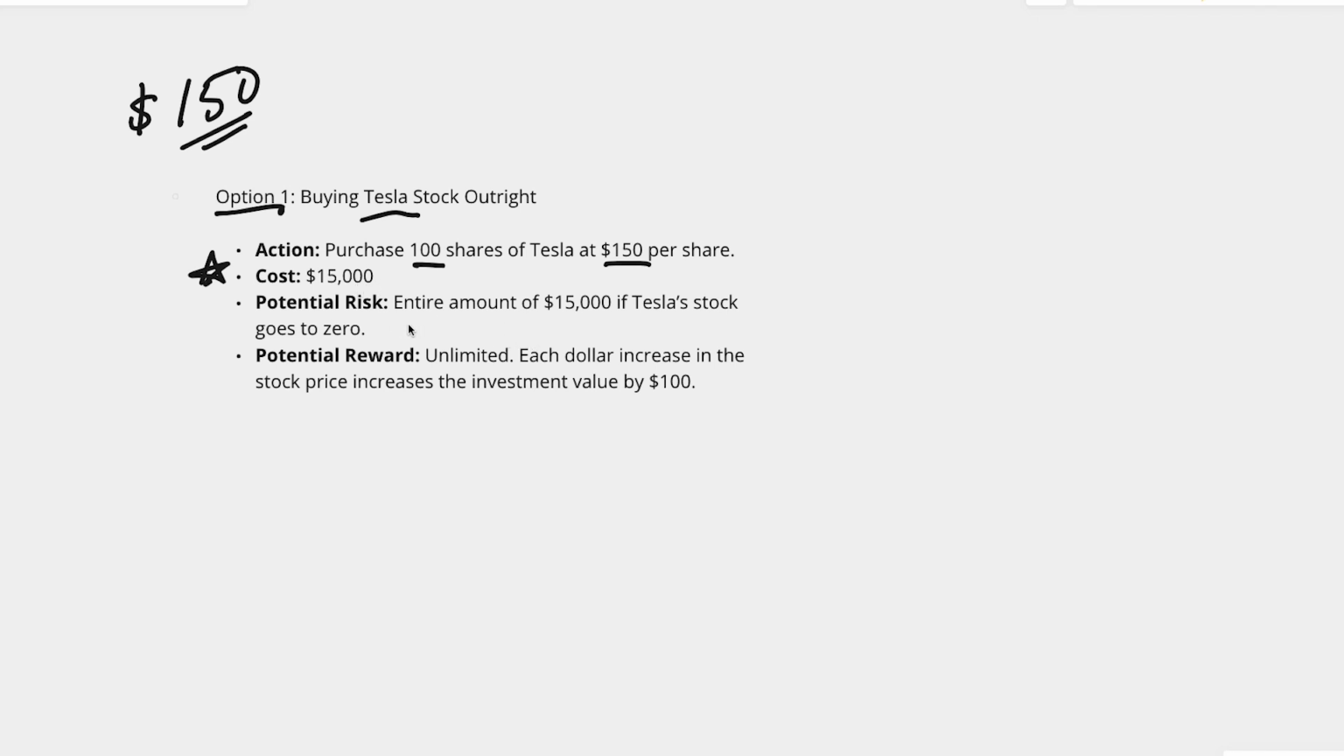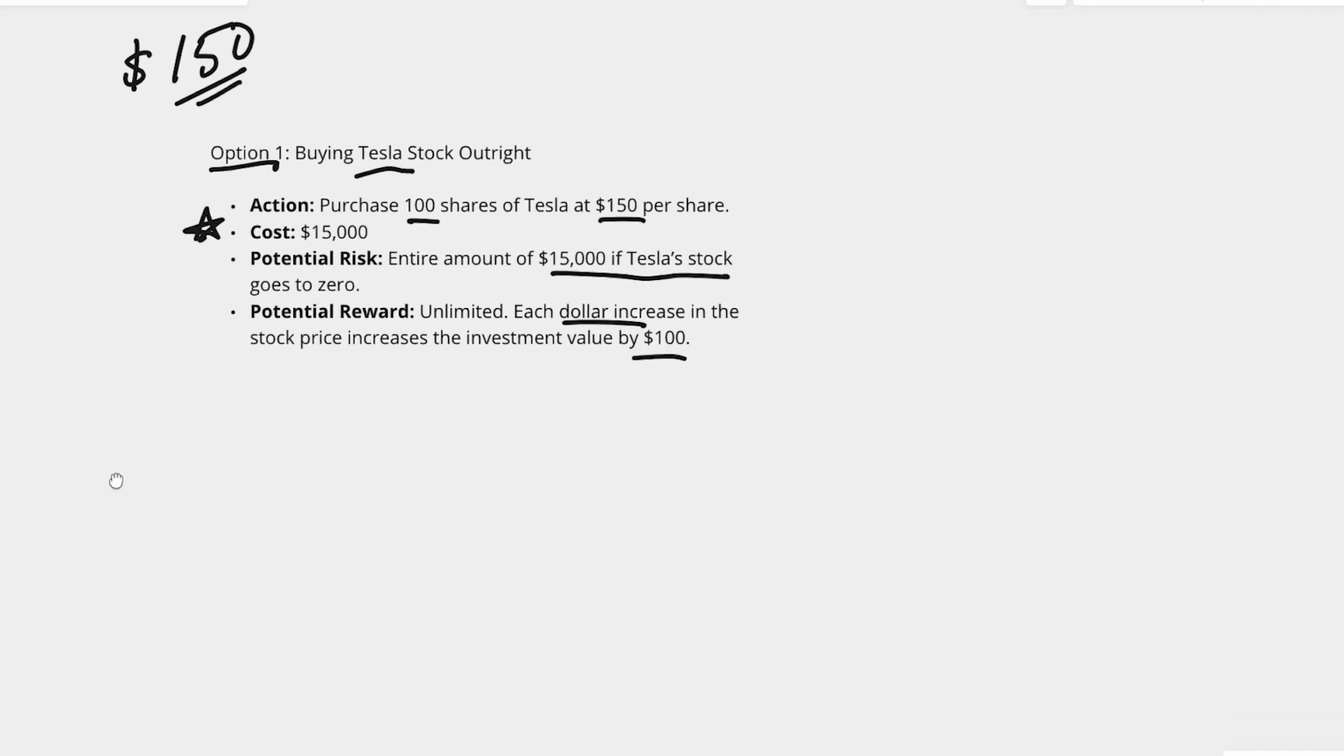So your potential risk theoretically is the full $15,000 if Tesla stock goes to zero. Theoretically that might happen, but in reality it won't. But again, on the flip side, theoretically, you're unlimited in terms of your potential profit. It could go up to infinity, but in reality, it won't do that. But just know that for each dollar increase in the stock price, your investment would go up by $100. That's an easy way to look at it. If Tesla goes to 151, you own 100 shares, you're up $100 on that position. So that's option one, just buying the stock straight up.